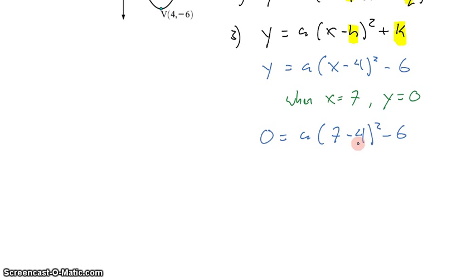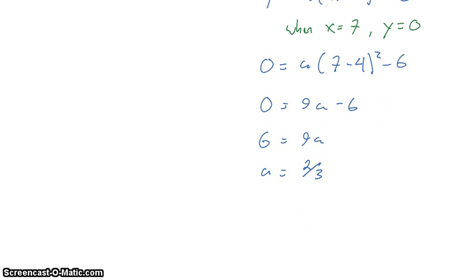7 minus 4 is 3, and 3 squared is 9. So this is 9a minus 6. Solving for a, we get 2/3, which means my equation is 2/3 (x minus 4) squared minus 6.